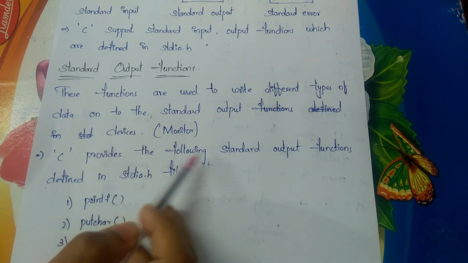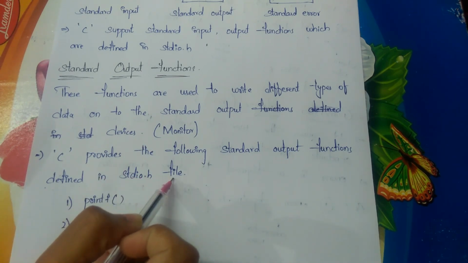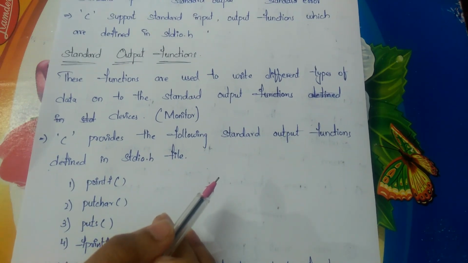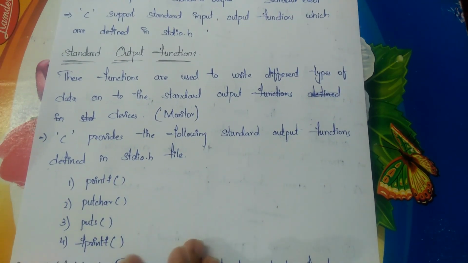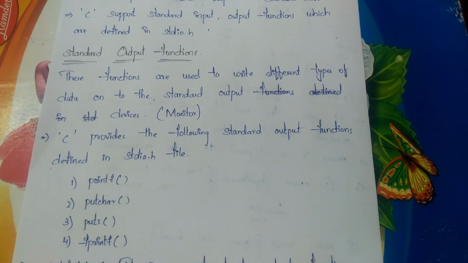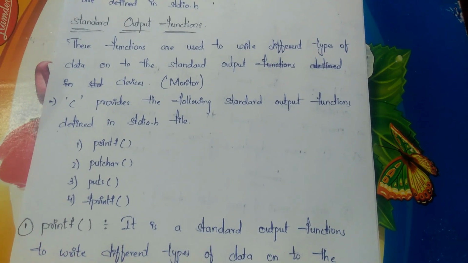So C provides the following standard output functions defined in the stdio.h header file. Some functions like printf, putchar, puts, fprintf. These are the standard output functions, and these all are defined in the stdio.h header file. Now first let's discuss the printf.